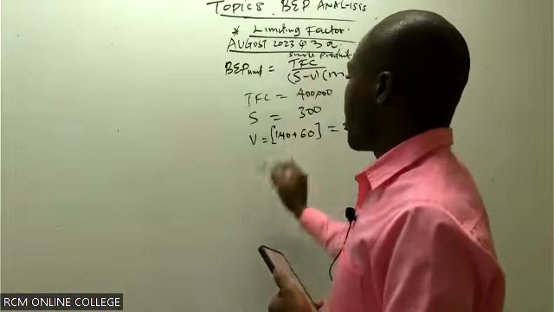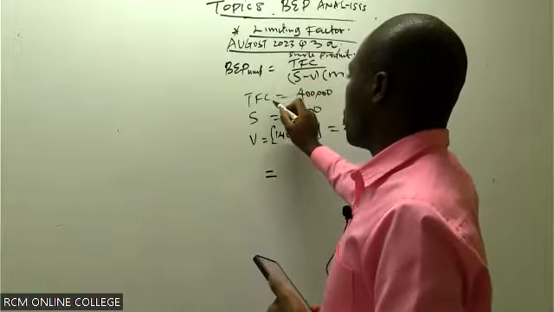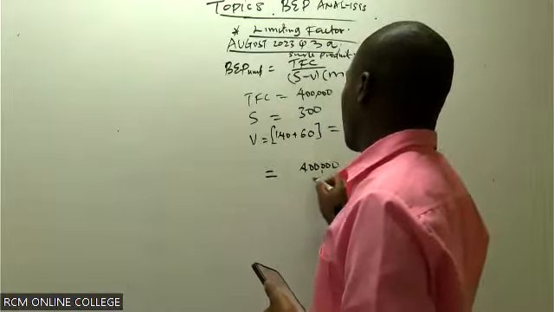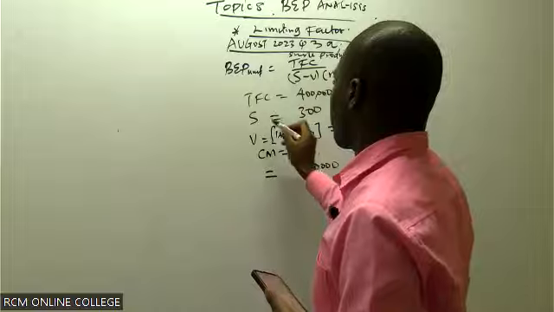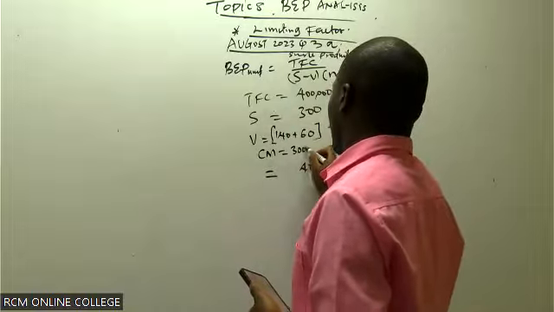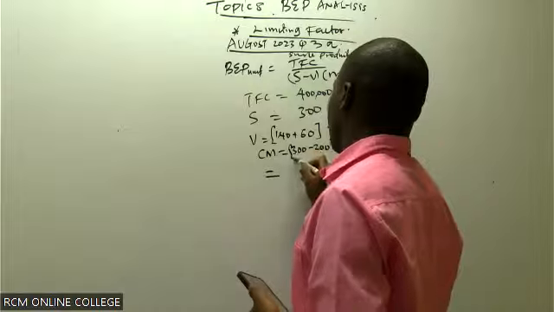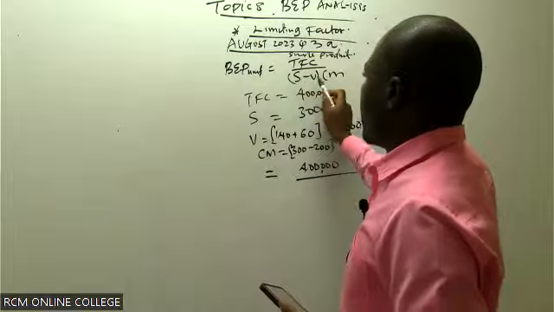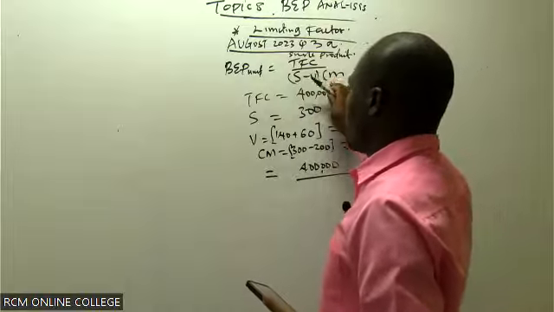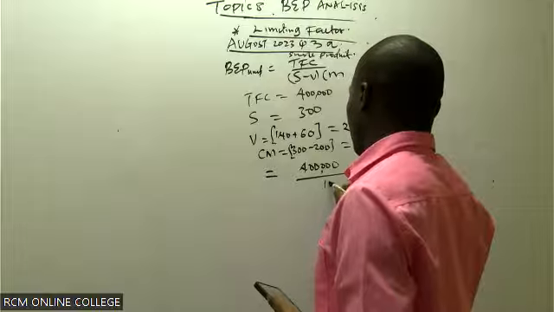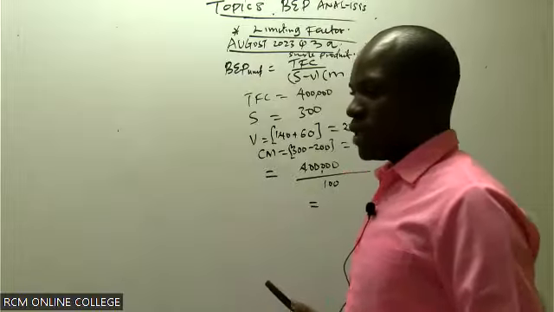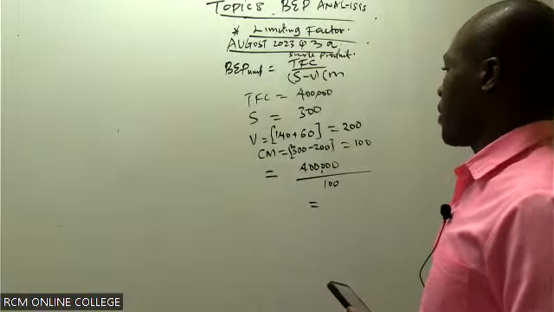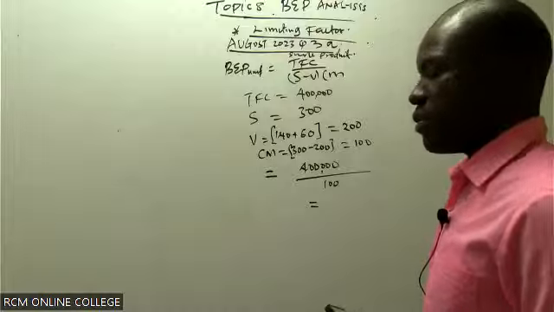Having done that, let's get back to our formula and fix in what we've identified. Total fixed cost, 400,000. Then contribution margin, of course, is S minus V, which is 300 minus 200, so this will give us 100. Some people take S minus V down here, or they just take contribution margin. So we bring our contribution margin here and get the break-even point in units. How many will we have? 4,000.